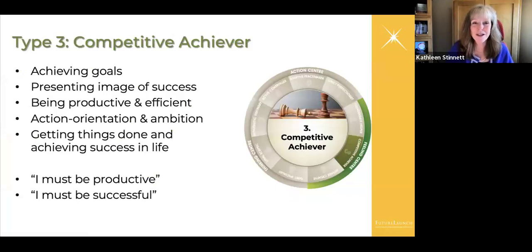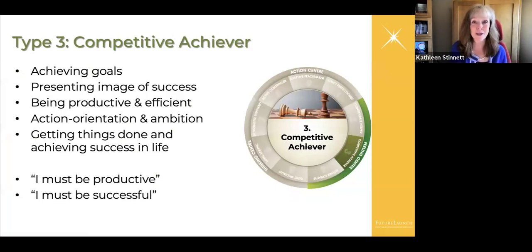The 3 is called the competitive achiever. And so the competitive achiever has a vision of what success looks like. They can look around and say, gosh, to be successful, I need to be doing certain things. I need to behave in a certain way. And so they're trying to present an image of success, and genuinely, they do want to be successful.